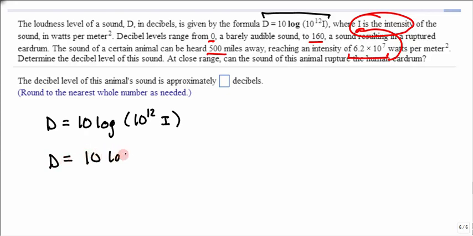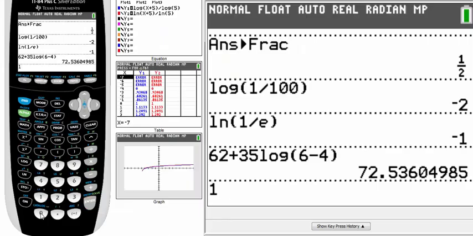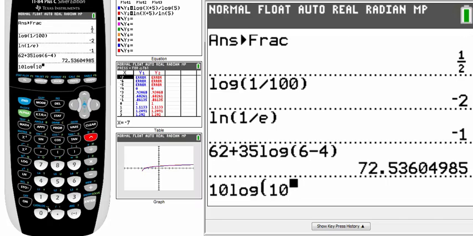10 log. Now this one's going to be a little bit tricky. It's 10 to the 12th. And then my intensity will be 6.2. So this is times 6.2 times 10 to the 7th. And again, that number is coming from right here. So let's go ahead and figure out D, which stands for decibels. Let's plug this into your calculator. So this would be 10, and we're just using a log. And our formula here was 10 to the 12th, so 10 exponent 12. Make sure you use parentheses if you need to there.